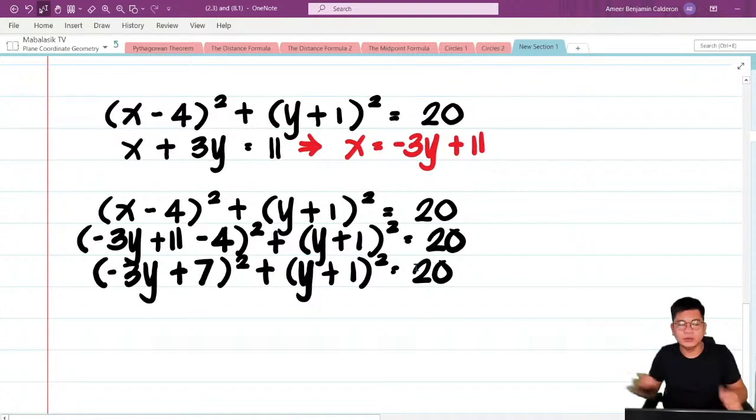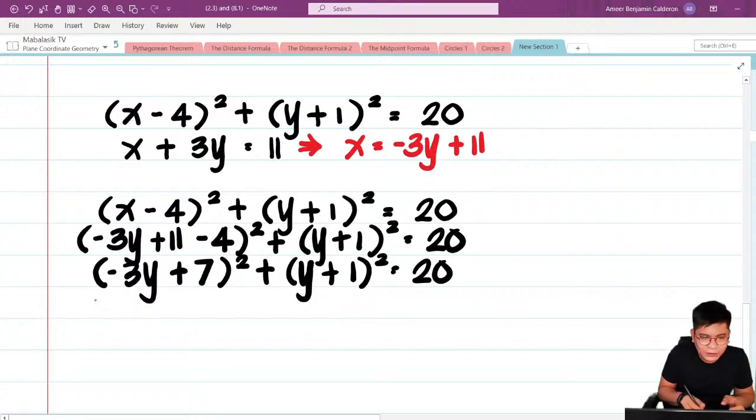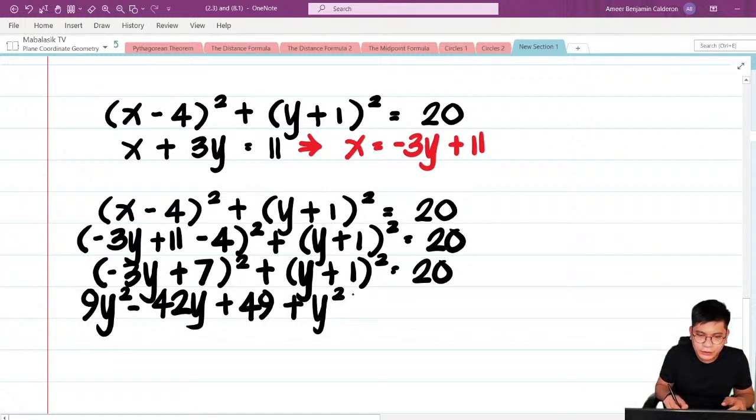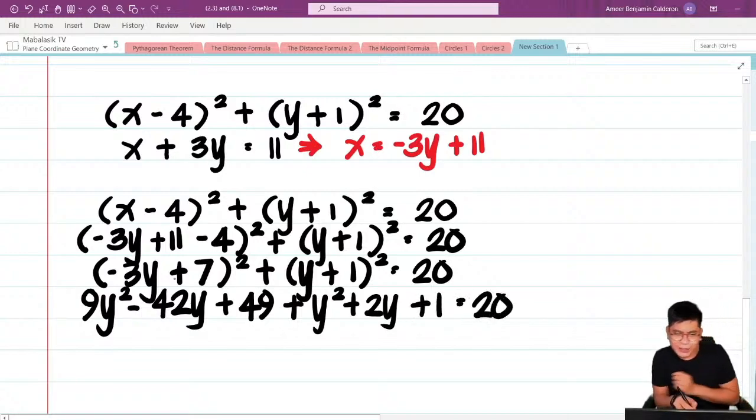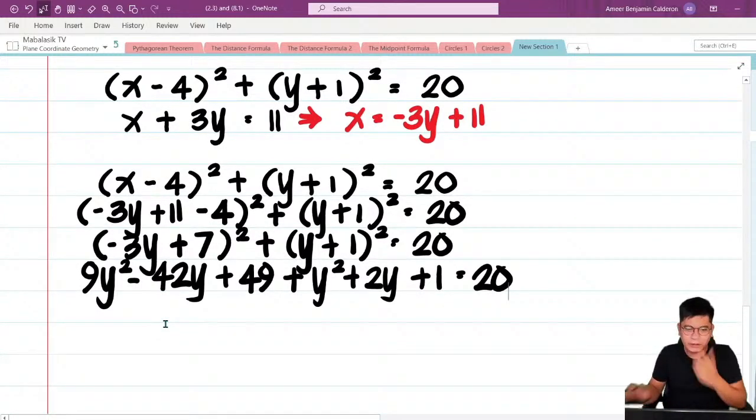So, we can now expand the two. Etong square of a binomial na to, tsaka tong square of a binomial na yan. This is going to be 3y tsaka 3y, 9y squared minus etong dalawa, 3y tsaka 7, that's minus 21 times 2, 42, plus 49 plus y squared plus 2y plus 1 is equal to 20. Parang di ako mapakali. Tama ba to? Negative 3y, negative 21 times 2, negative 42. Ayan. Let us now combine like terms.